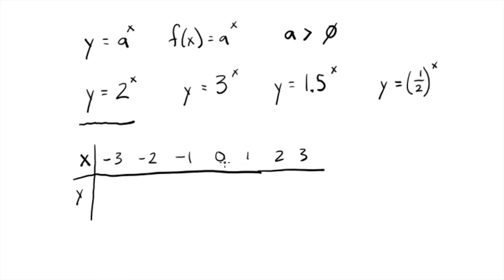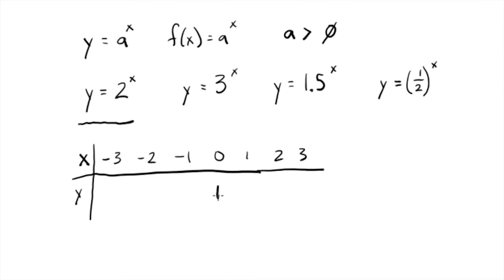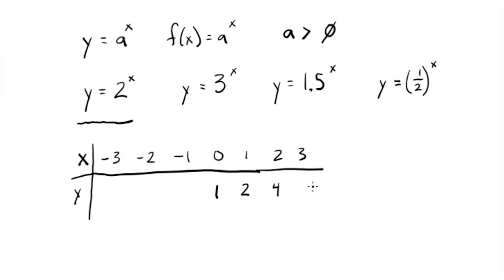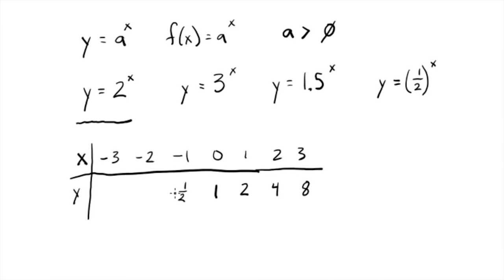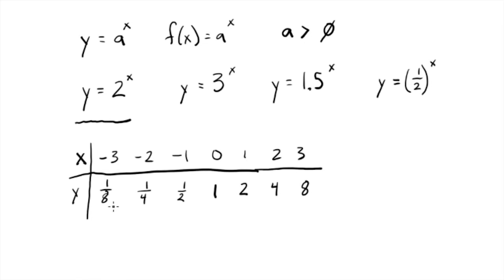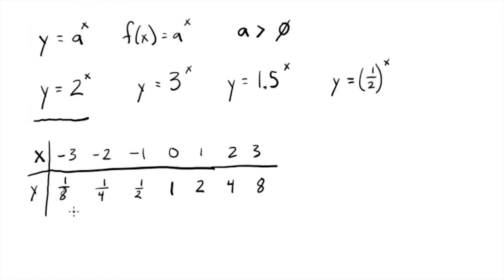So first we start with 0. When x is 0, we have y equals 2 to the 0, which is 1. Then we have 2 to the first power, 2, 2 squared, 4, 2 cubed, 8. Likewise, when we go this way, we have 2 to the minus 1, which is 1/2. 2 to the minus 2, that would be 1/4, and 2 to the minus 3, 1/8. Notice how these values are related. Okay, so what would this look like if we were to graph them?